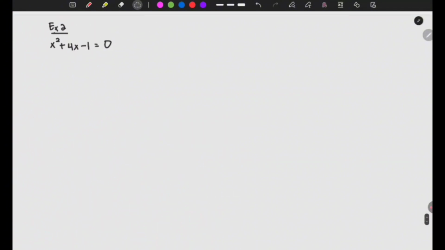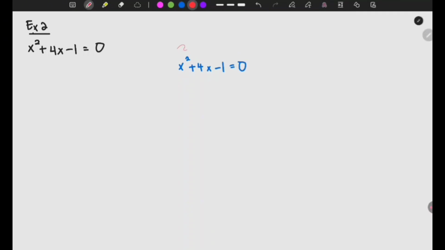Alright, so this one, first thing first, identify whether it is in the general form or not. So your x squared plus 4x minus 1 equals 0. Make sure positive first, whether it is in a general form or not. ax squared plus bx plus c equals 0. And then identify your a, b, and c.